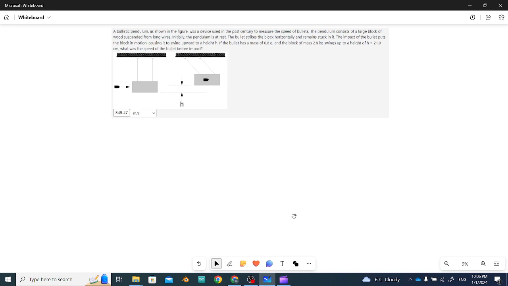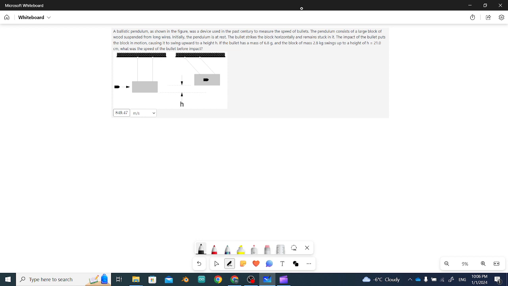All right, so let's tackle another linear momentum problem. Let's read the problem first. A ballistic pendulum, as shown in the figure, was a device used in the past century to measure the speed of bullets. The pendulum consists of a large block of wood suspended from long wires. Initially, the pendulum is at rest. The bullet strikes the block horizontally and remains stuck in it.